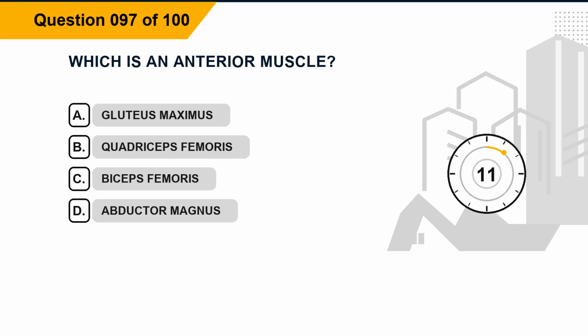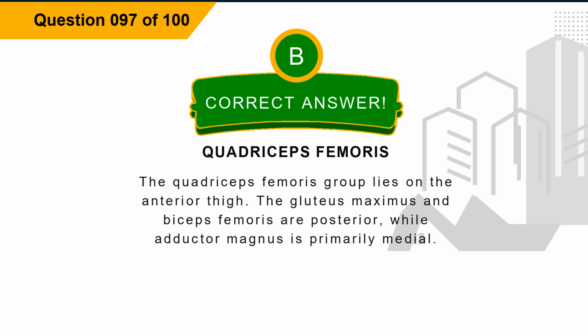Question 97. Which is an anterior muscle? Option A, gluteus maximus. Option B, quadriceps femoris. Option C, biceps femoris. Option D, adductor magnus. The correct answer is option B, quadriceps femoris. Explanation: the quadriceps femoris group lies on the anterior thigh. The gluteus maximus and biceps femoris are posterior, while adductor magnus is primarily medial.